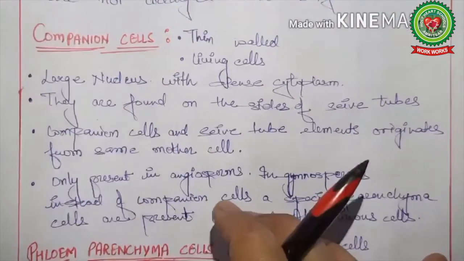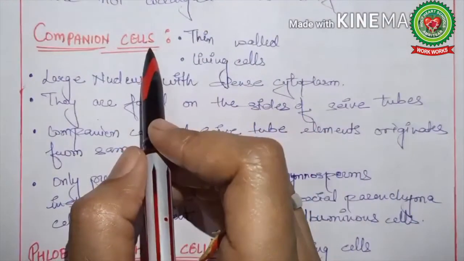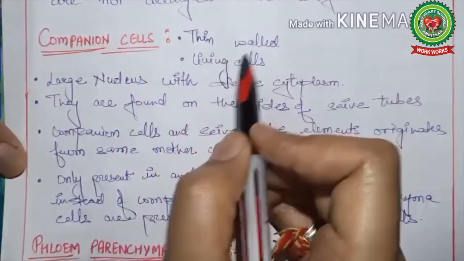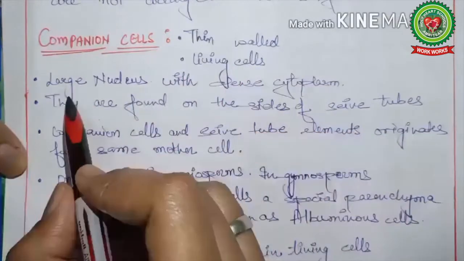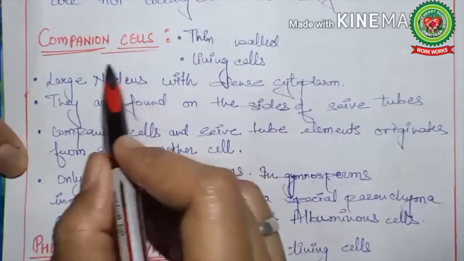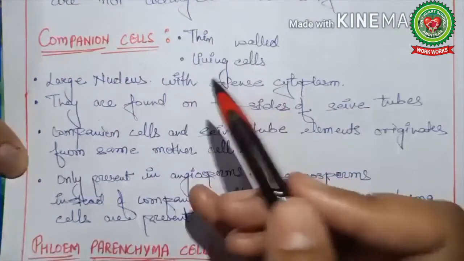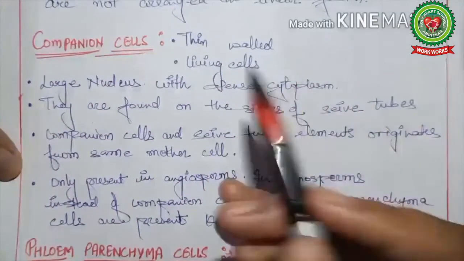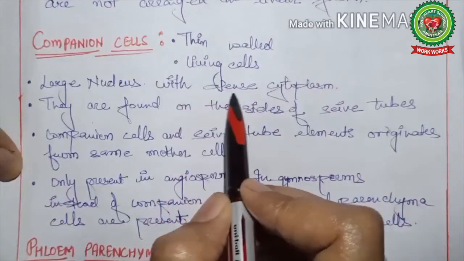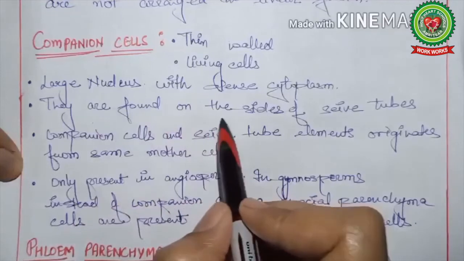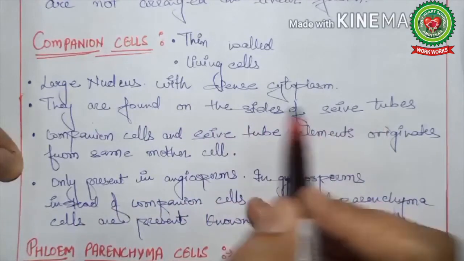Now, we talk about companion cells. Companion cells, as we already know, are always associated with sieve tubes. They are thin-walled living cells. They have large nucleus, and the nucleus of companion cell only is regulating the activity of sieve tubes. With dense cytoplasm, they are found on the sides of sieve tubes.